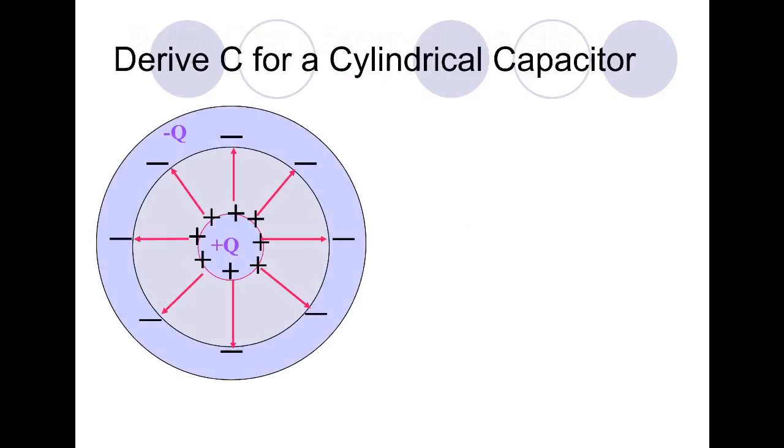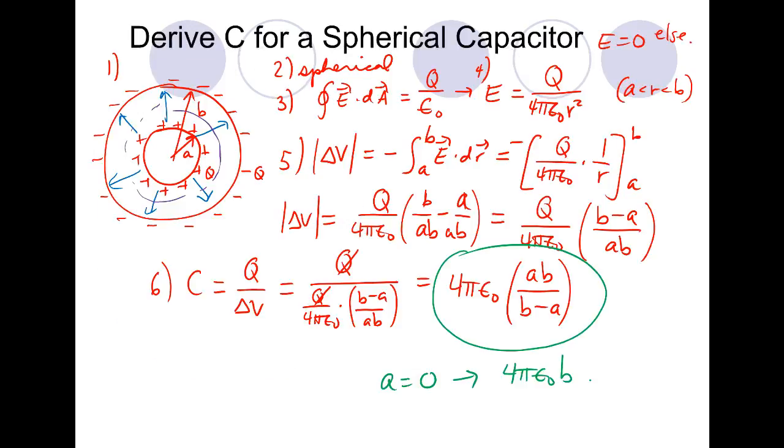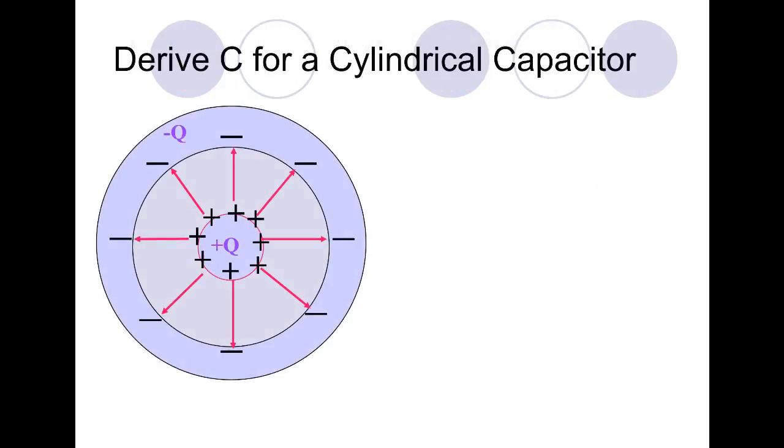Okay. One more example, and now we have a picture. Let's find the capacitance for a cylindrical capacitor. So in this, the field is in red, and we have an inner cylinder with a charge of plus Q, and an outer one with a charge of negative Q. Okay, so here's step 1. Step 2 is we've identified that it is cylindrical geometry.